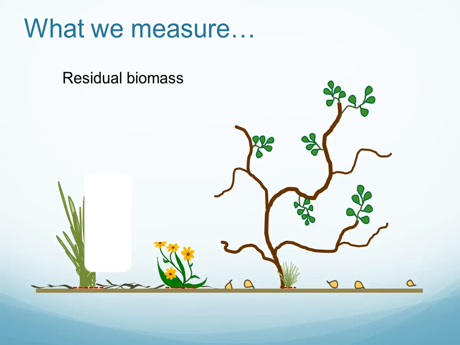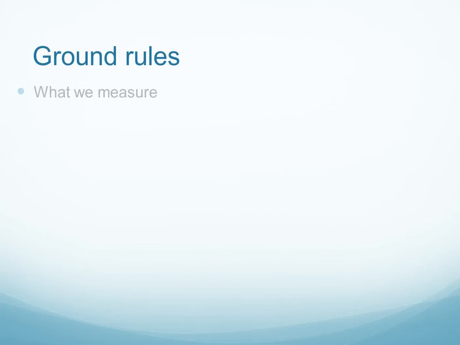In certain systems, we sometimes include litter with the above ground, what's remaining of the above ground herbaceous material in our estimates of plant residue or residual biomass. And again, this just points out the importance of clearly defining the measurements that you're going to take, what is being included, as well as considering why you are collecting the information that you're collecting.